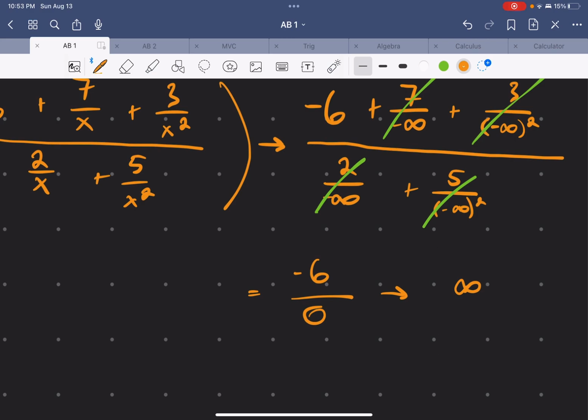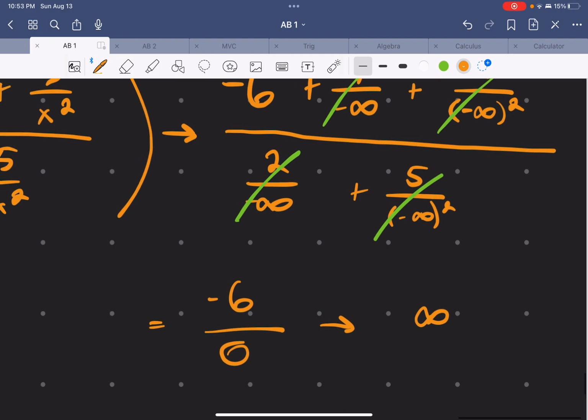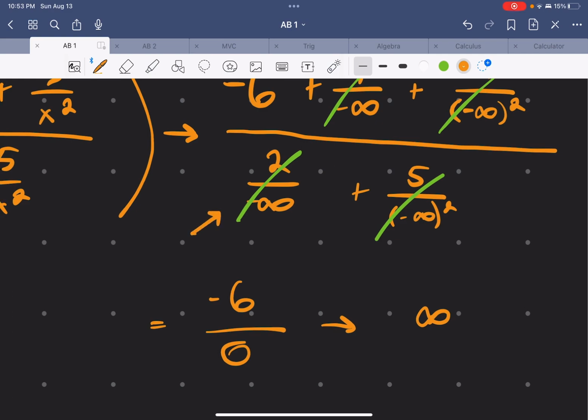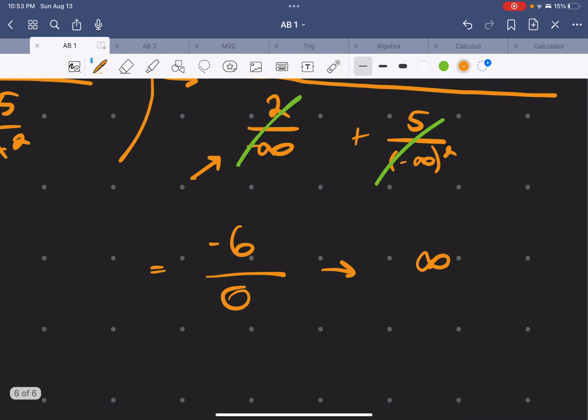If this whole thing is blown up to infinity, is that number that's close to 0 on the denominator close to 0 on the negative side, or is it close to 0 on the positive side? And it's actually going to be on the negative side. This one right here, this 2 over negative infinity, notice that's approaching 0 from the negative side. So what we get is 6 over a very small negative number.